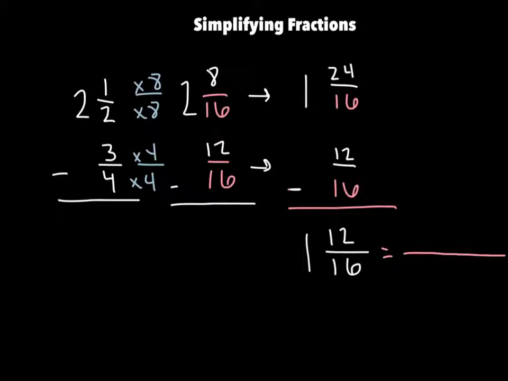So 12 times 6. I could do 3 times 4. So I'm going to do 3 times, I can't do 4 because it's not prime, so I'm going to break it down even more. 2 times 2 equals 4. And those are all prime numbers. Now 16, I could do 4 times 4, but 4 is not prime. So I'm going to do 2 times 2 times 2 times 2.